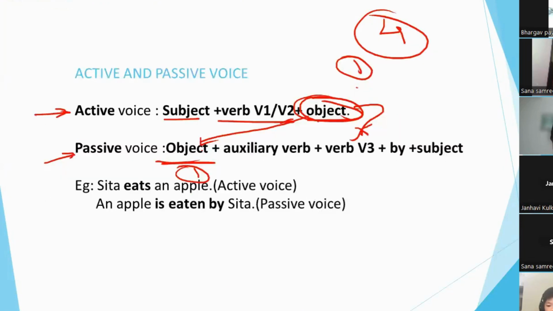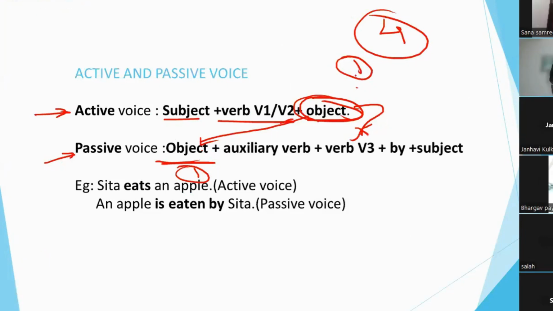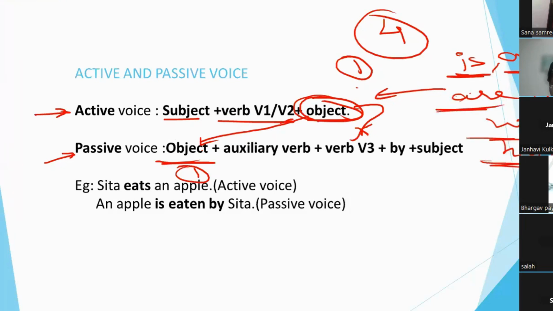Let's go to the next slide again. Rule number 2 says, first identify the tense of active voice, whether it is in the present tense, past tense, or future tense. Once you identify the tense of the active voice, you have to use the auxiliary verbs. What are auxiliary verbs? Is, am, are, was, were, has, have. They all are called auxiliary verbs. Depending upon your sentence, whether it is in the present tense, past tense, or future tense, you have to use these auxiliary verbs: is, am, are, was, were, has, or have. That is our second rule.